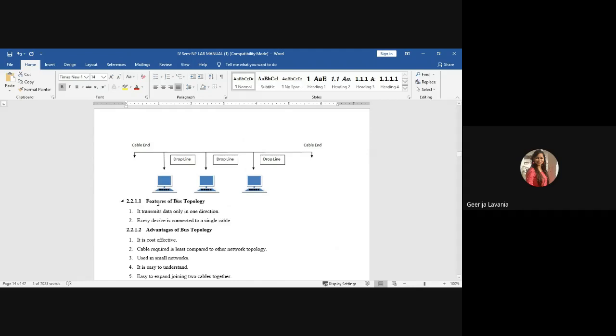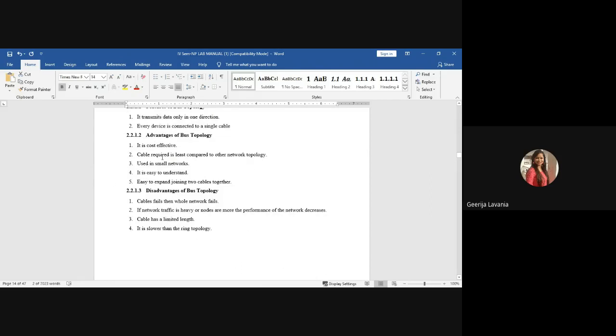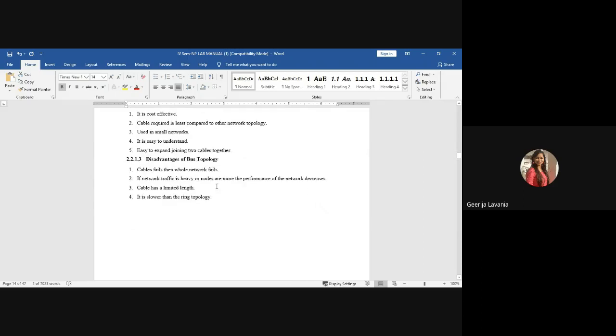The advantages of the bus topology: first, it is cost effective and the cable required is least compared to other network topologies. Third, it is used in small networks. Fourth, it is easy to understand, and fifth, it is easy to expand by joining two cables together.